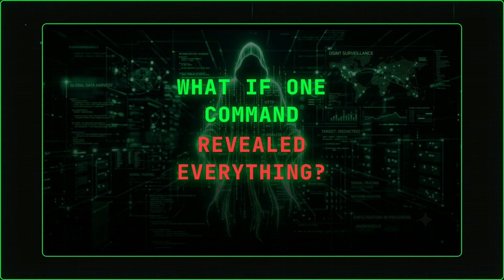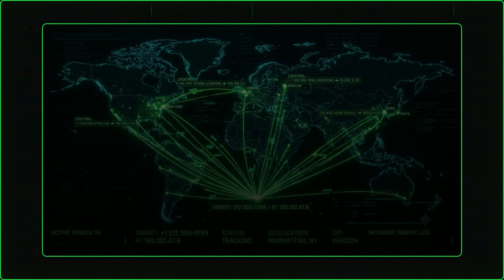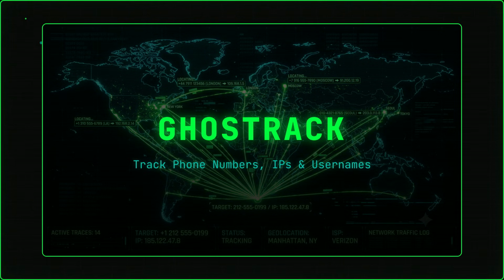What if one command could reveal someone's location, phone carrier, and social media profiles? What if all you needed was a phone number or username? GhostTrack, an open-source OSINT tool that tracks phone numbers, IP addresses, and usernames across the internet. And today, I'm going to show you exactly how it works.